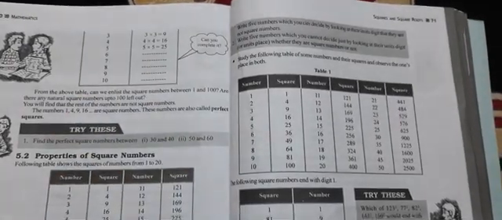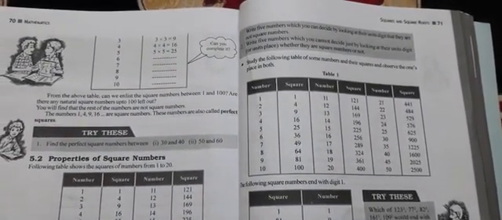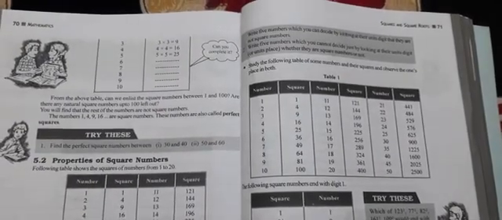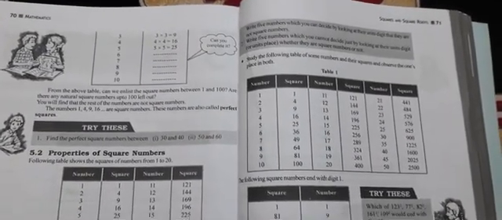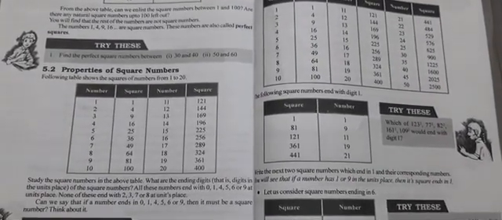Now we will discuss. So the square numbers are also called as perfect squares. What do we call them? They are called as what? Square numbers are called as perfect squares. Now we'll move into the different properties of square numbers.